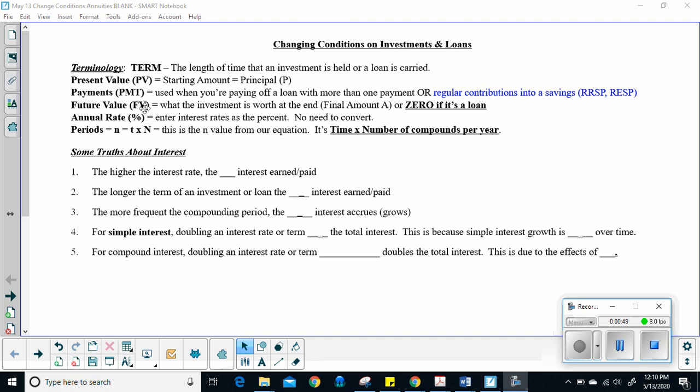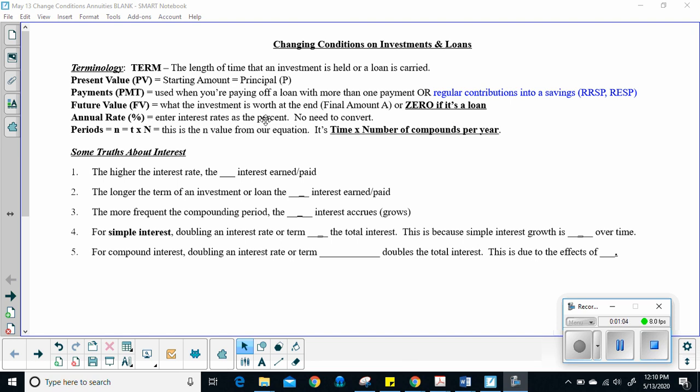Future value, so that's our FV. That's what the investment is worth at the end. So we were using final amount A. When it's a loan, then that number is going to be 0 because we were supposed to have paid it off at the end. Annual rate is our percent.